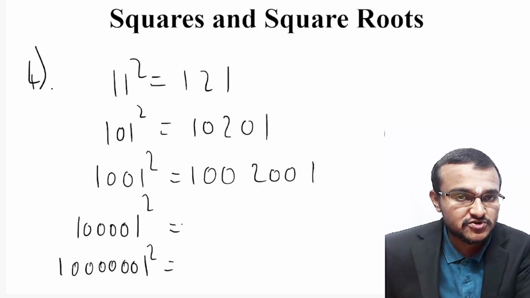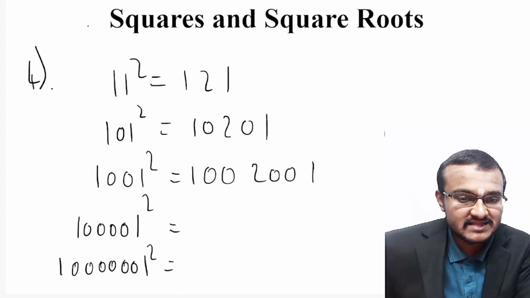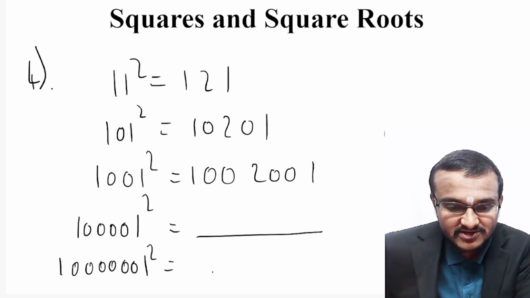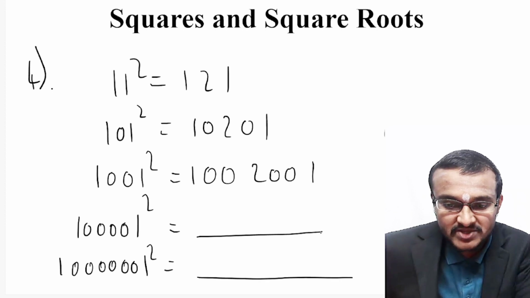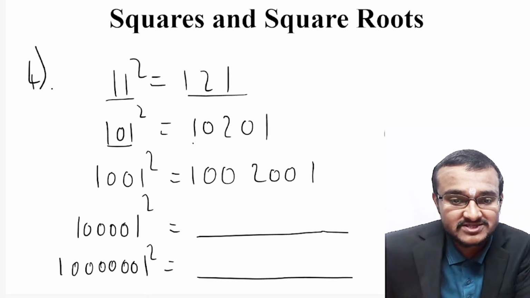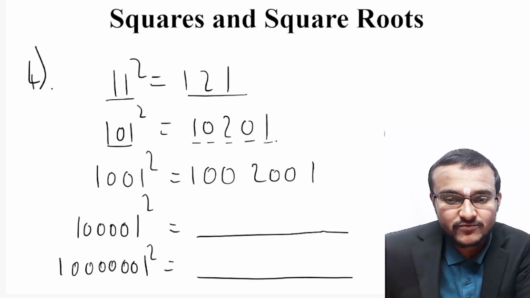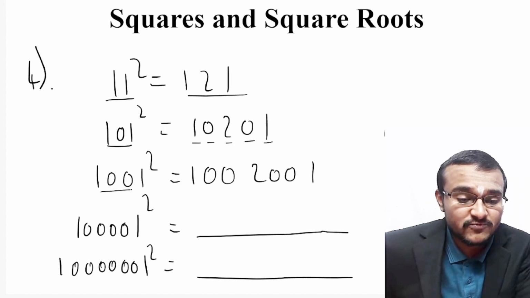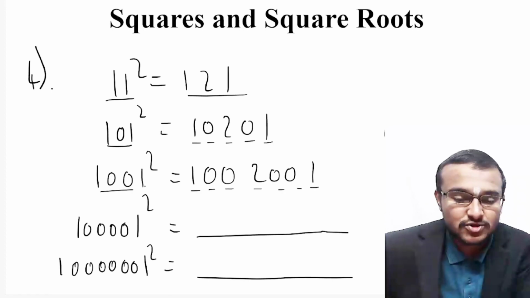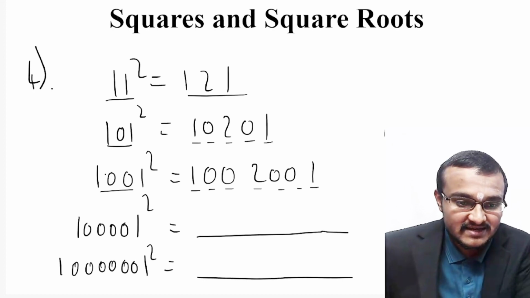Coming to the fourth question in this exercise, they have given a certain pattern. Based on this pattern, you should find the answer for this question and this question. So here you can see 11 squared is 121. 101 squared is 10201. 1001 squared is 1002001. Here you can easily see there are two zeros in between the ones.